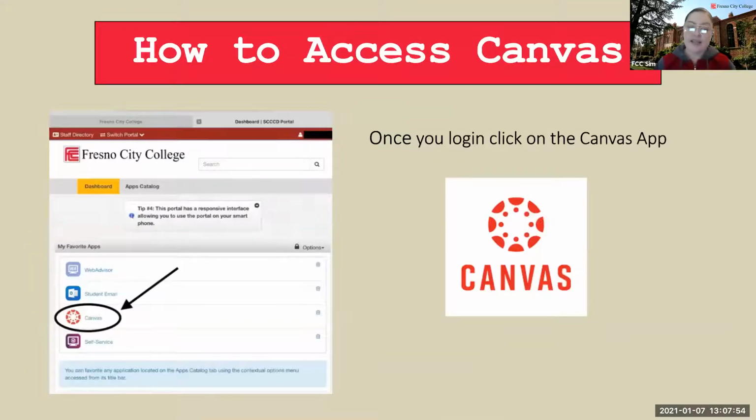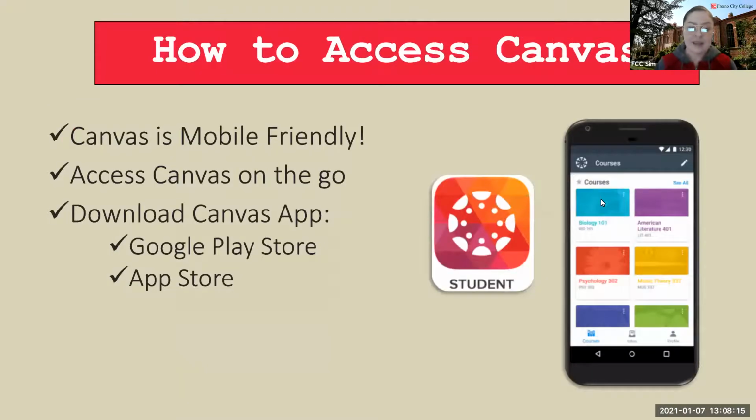Okay, once you log in, you'll see WebAdvisor, student email, and then you'll see Canvas and also a self-service button. You're going to want to click on the third one down, which is Canvas, and that's how you access it to log in. So you're going to want to click on that. Next slide. Okay, and then of course, Canvas is mobile friendly. You can download the apps on any of your devices, the Google Play Store, and any app store that you have within your phone. Okay, next slide.